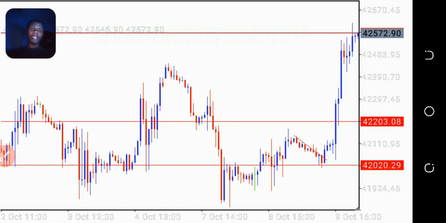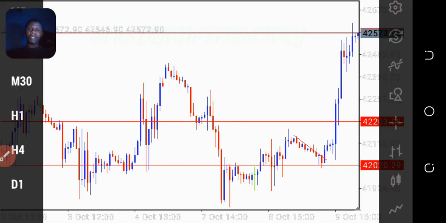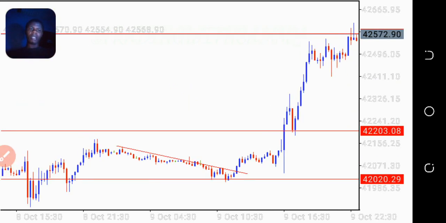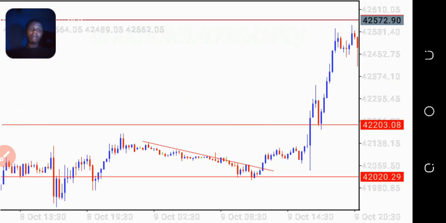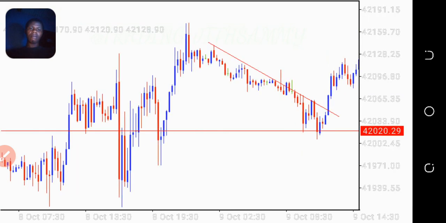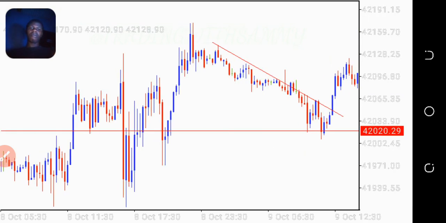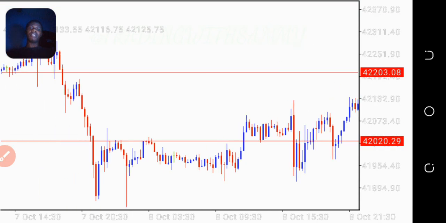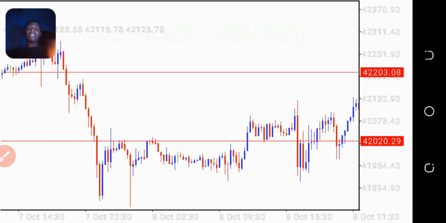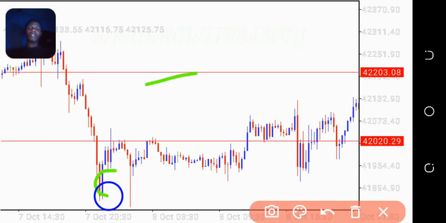Now what can we see here? See, this was where I placed my trade. Let me go to 15 minutes. So let's analyze from this point here. Now this was the last swing low. Okay, but this was just a weak break.